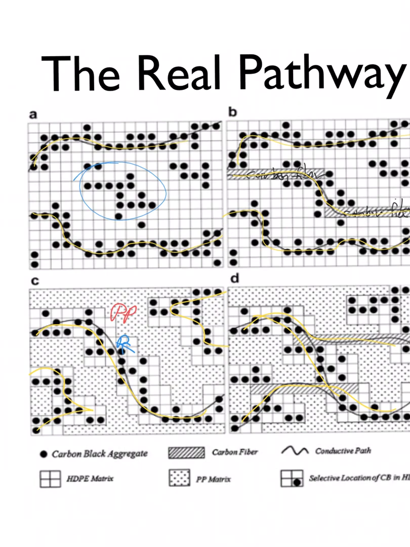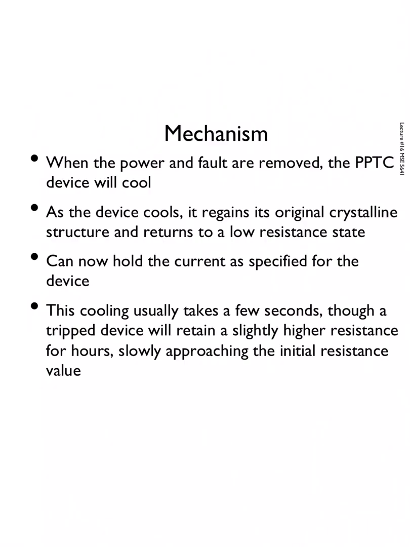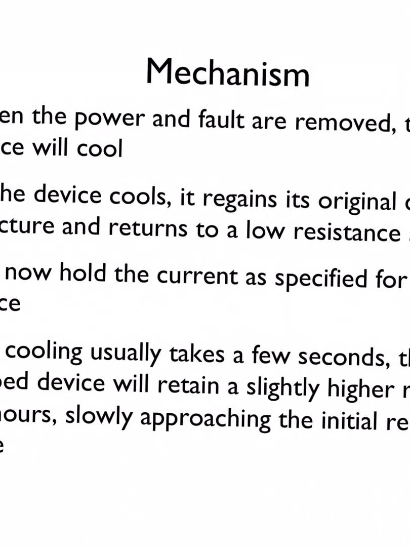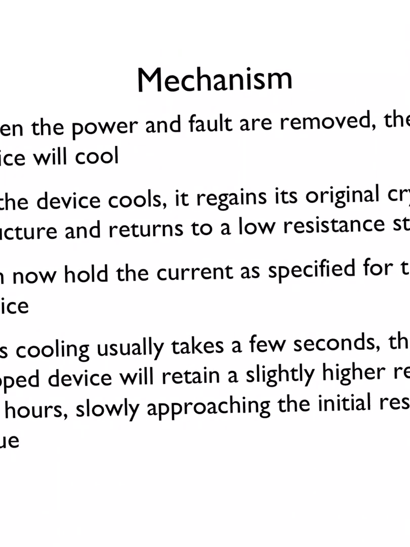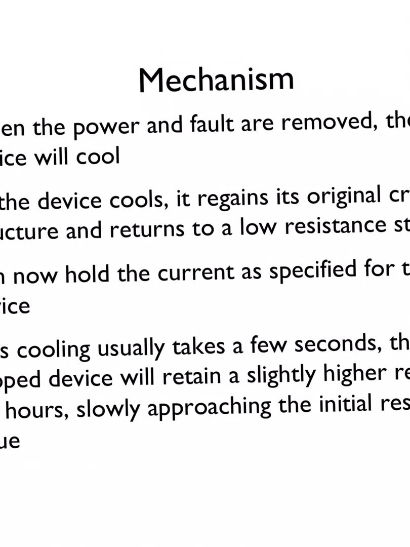You still think about that initial cartoon where everything is very close together and it doesn't take much to break those connections. All right. So ideally, when the power and the fault, the electrical fault, are removed, the polymeric positive temperature coefficient device will cool. As the device cools, it regains its original crystalline structure and returns to a low resistance state.